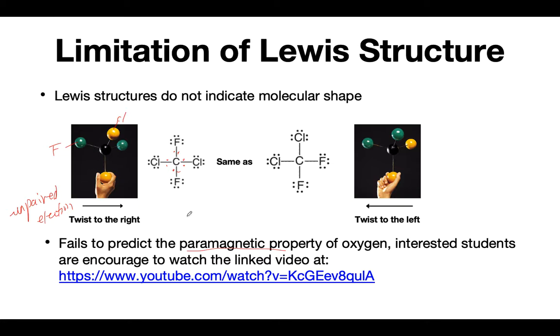Now, if you draw the Lewis structure of oxygen, we can see oxygen has 6 outside electrons. So in order for each oxygen atom to have 8 electrons, we can draw something like this, right?